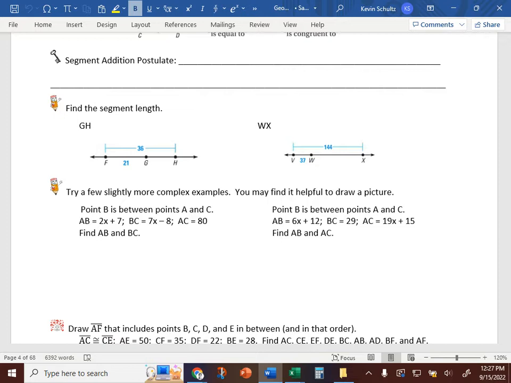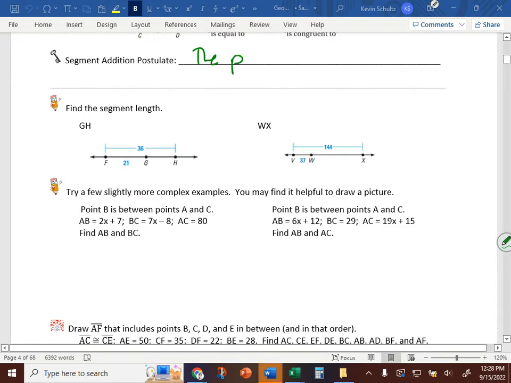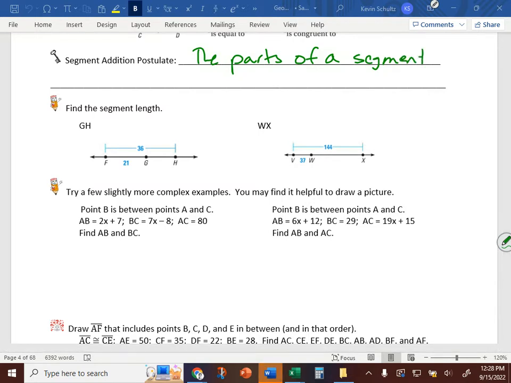Your segment addition postulate, which all the cool people call the SAP, says that the parts of a segment will sum to equal the whole segment. Have you ever heard the phrase, a whole is the sum of its parts? That's kind of where this comes from a little bit. But the parts of a segment will sum to equal the whole segment.